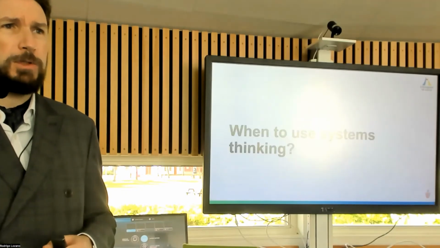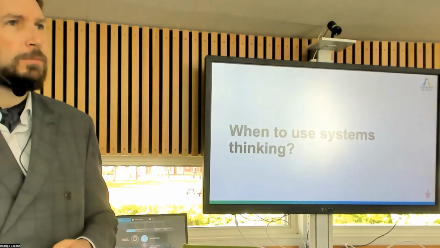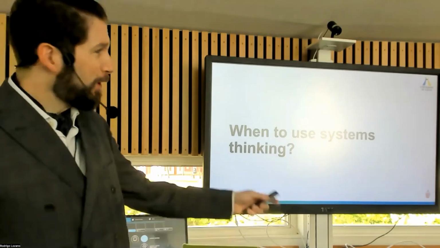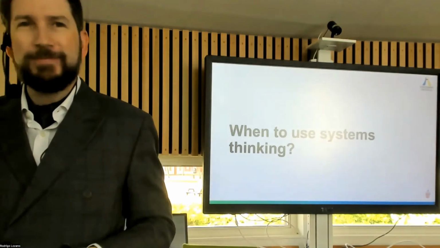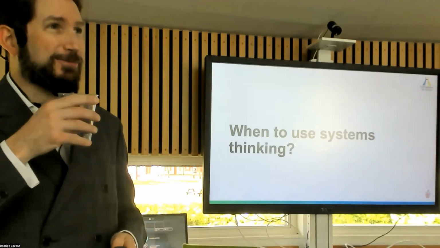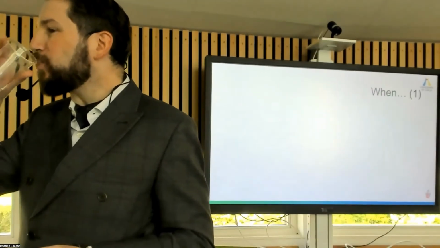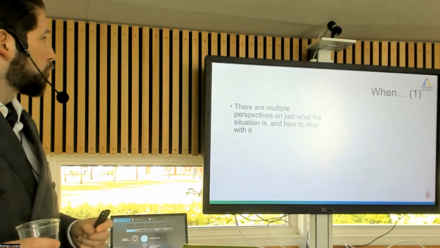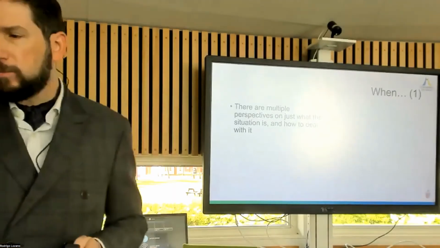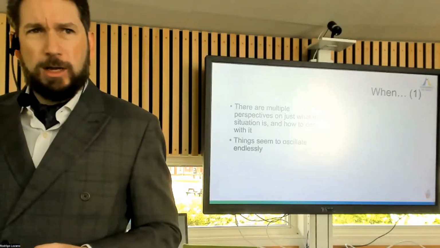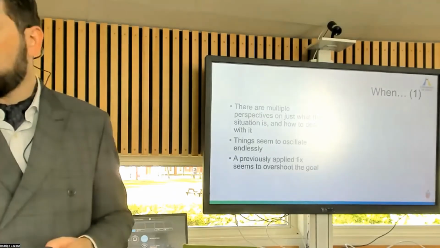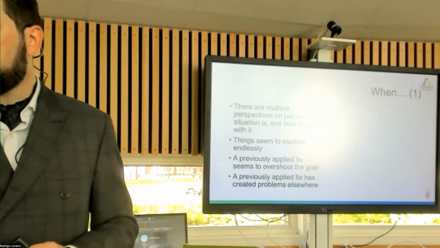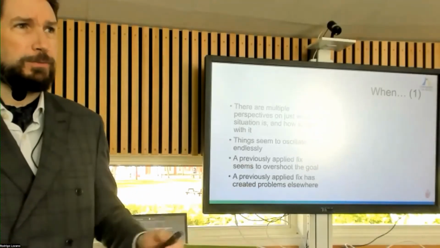So when do we use systems thinking? It's a question. All the time. I think it's a very good answer. To be a bit more specific, when we have multiple perspectives on just what the situation is and how to deal with it. When things seem to oscillate endlessly. When a previously applied fix seems to overshoot the goal. When a previously applied fix has created problems somewhere else.